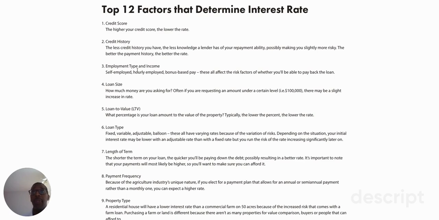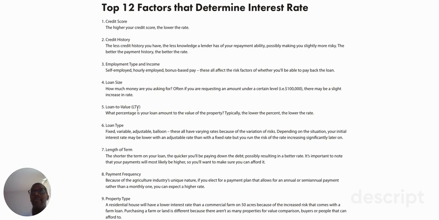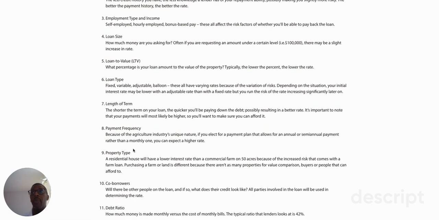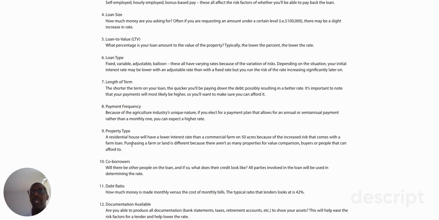If you're self-employed, some lenders may see that as a risk because your income may fluctuate versus being a W-2 where you know you're going to get steady pay every 2 weeks or monthly. The loan size is a factor, loan to value, the loan type, the length of term, your payment frequency, property type. Are you going to be in a residential home where you're going to be living in the property, or an investment property? Investment properties typically come with a higher interest rate because it's considered a risk type of asset.